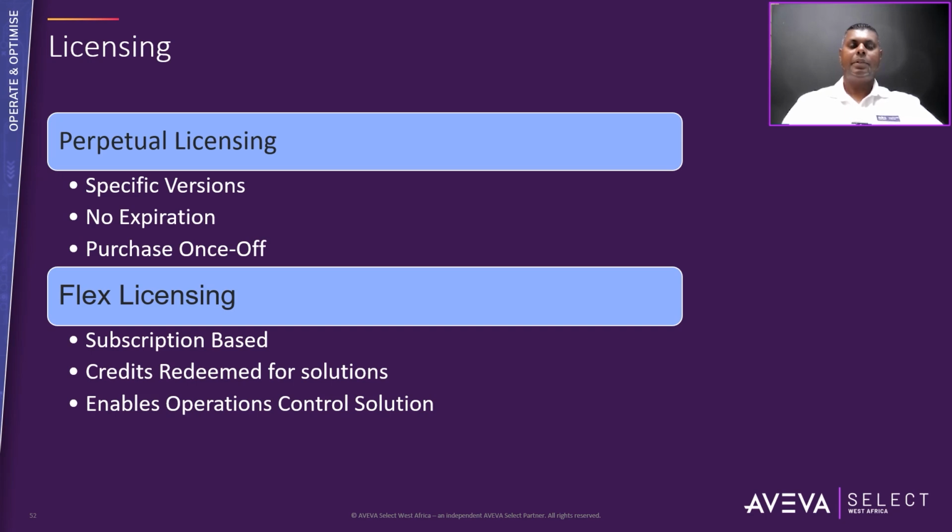AVEVA Flex is a subscription commercial model. Through an AVEVA Flex subscription, customers can purchase AVEVA solutions, manage licenses, and monitor usage. AVEVA Flex uses credits as its program currency. When a customer signs up on an AVEVA Flex subscription, they receive a pool of credits that can be used to purchase a mix of solutions from AVEVA's portfolio.